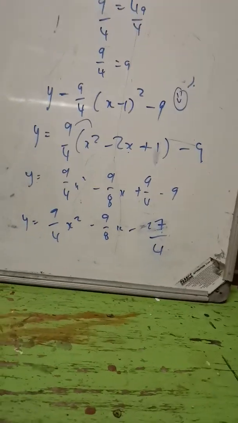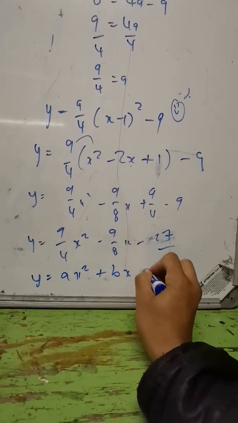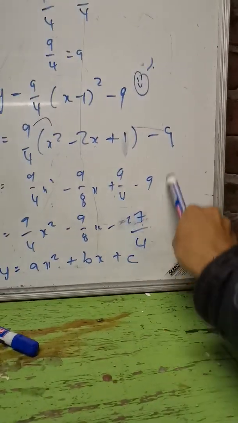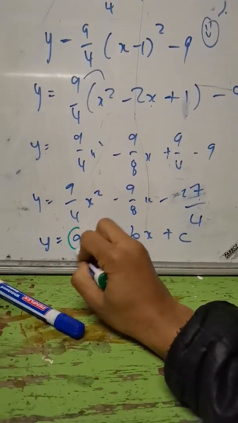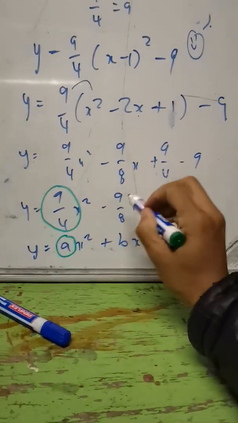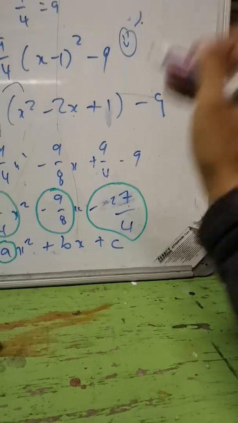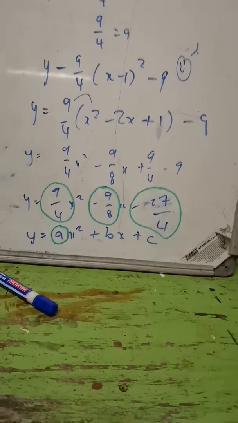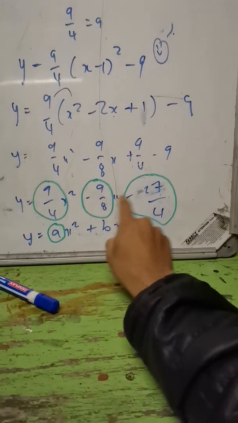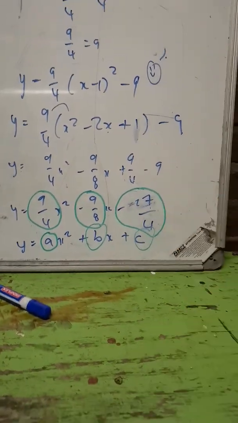Can you see now that this is our general form of y equals ax squared plus bx plus c? I might have gotten this answer wrong because I don't have the calculator with me at the moment, but please bear with me. So your a value is 9 over 4, your b value is minus 9 over 2, and your c value is minus 27 over 4. That's your a value, that's your b value, and that's your c value, if they ask you what a, b, and c are.